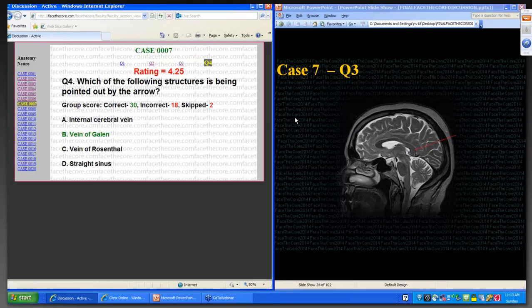And let's get into question 4 here. Which of the following structures is being pointed out by the arrow? Is it the cerebral vein, vein of Galen, vein of Rosenthal, or the straight sinus? So right here, the paired internal cerebral veins, which do run just at the undersurface of the more ventral portion of the splenium, unite and then form the shorter segment vein of Galen, and then remember you have the straight sinus extending posteriorly, the superior sagittal sinus, and then their confluence at the torcula. So the correct answer there was the vein of Galen.